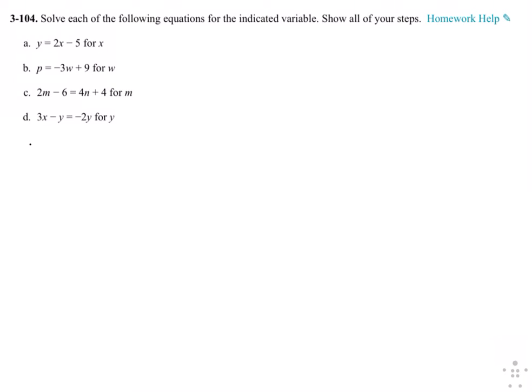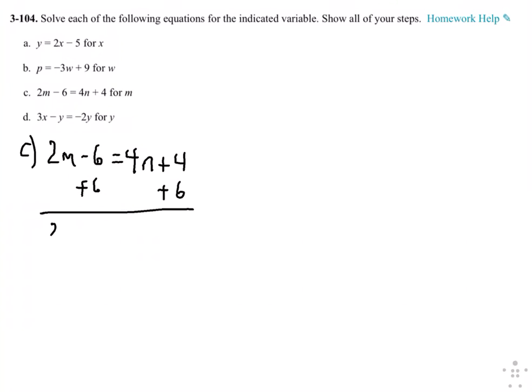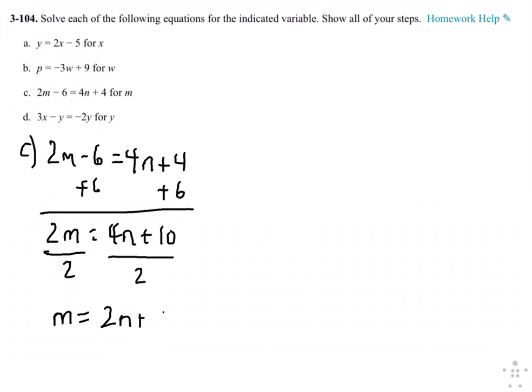C, we have 2m minus 6 equals 4n plus 4, and we solve for m. So we add 6 to both sides. So I have 2m equals 4n plus 10. Then we divide both sides by 2, and we get m equals 2n plus 5. M equals 2n plus 5.